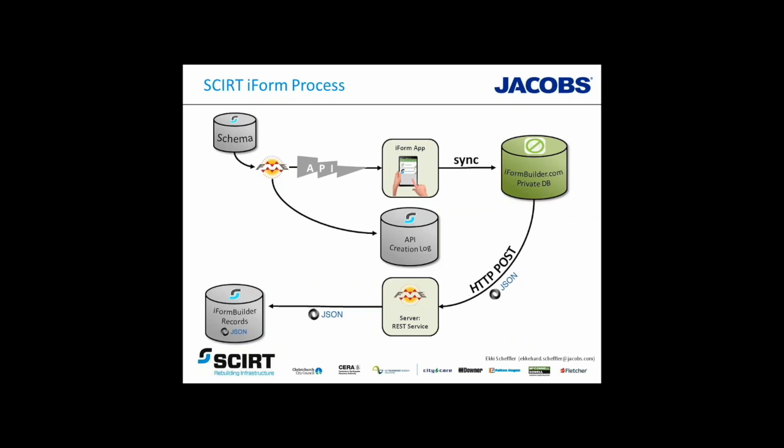So this is the process of how we use the iForm app at SCIRT at the moment, and that's really just a very simple overview. You've got on the left-hand side our schema, which comes out of our guideline, which clearly defines what asset types we have to record, what attributes each asset type has, what type of fields we have, etc. All the options are in the schema, so everything is practically organized in the schema.